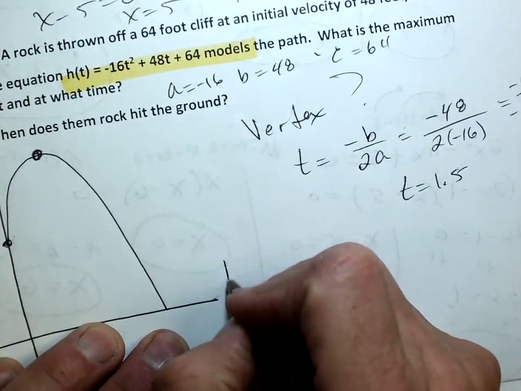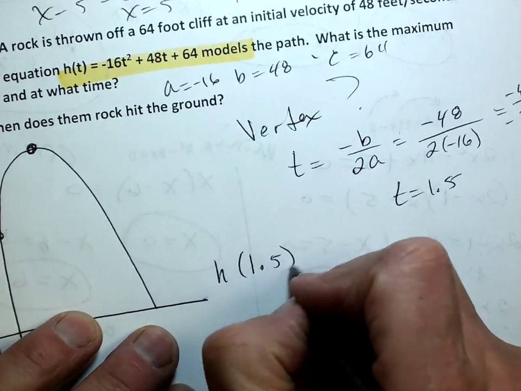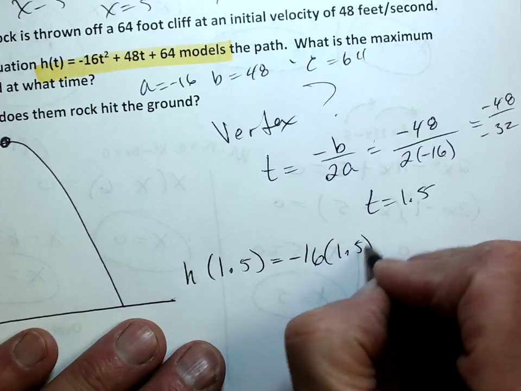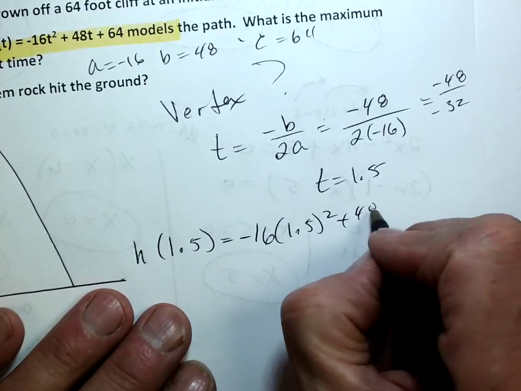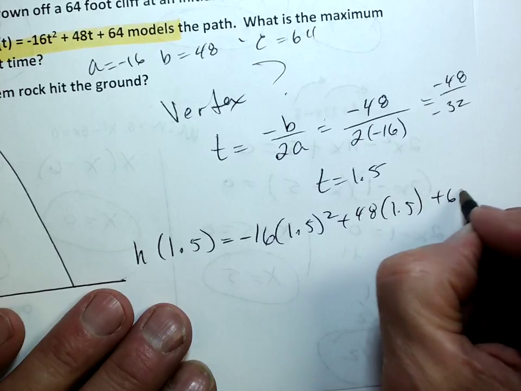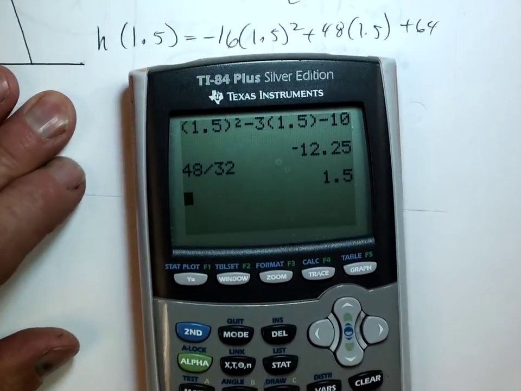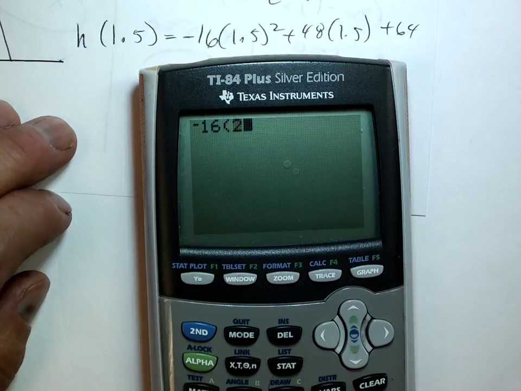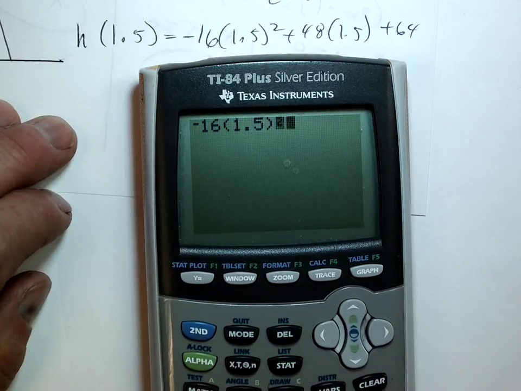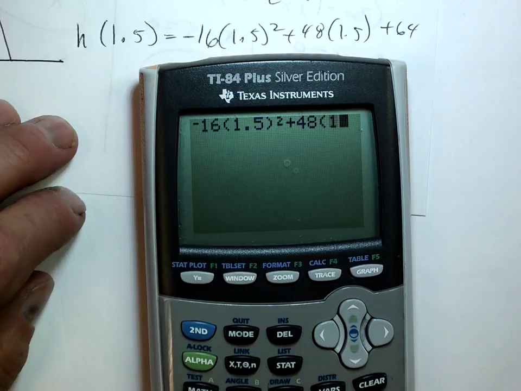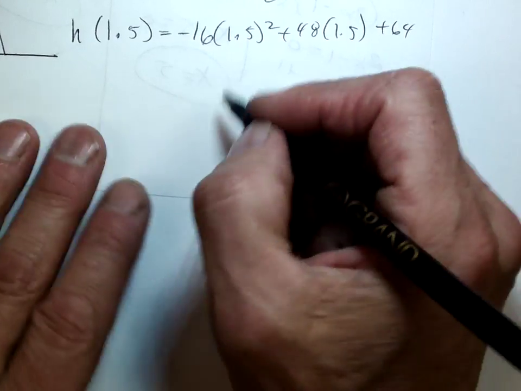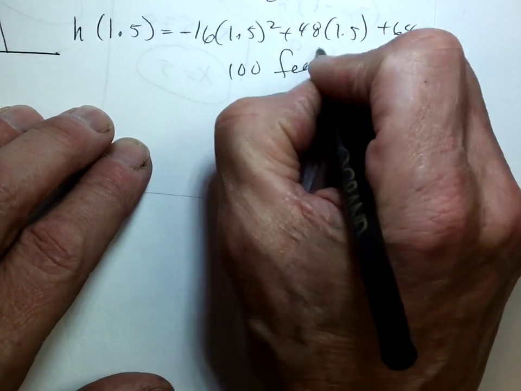So h of 1.5 equals negative 16 times 1.5 squared plus 48 times 1.5 plus 64. I'm going to plug and chug with my calculator. Negative 16 times 1.5 squared plus 48 times 1.5 plus 64, and I get 100. So we throw it about 100 feet.